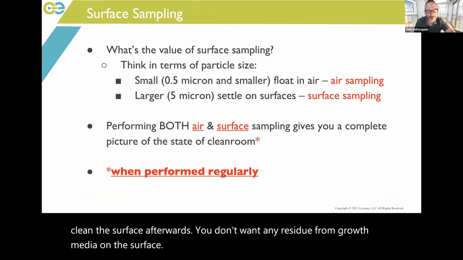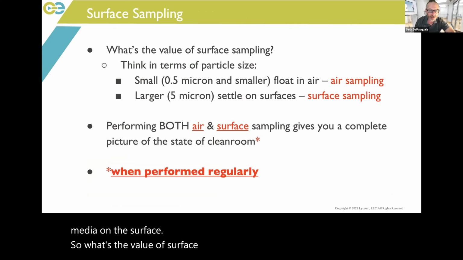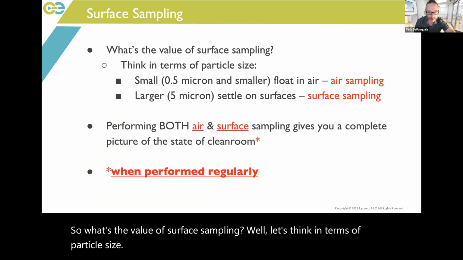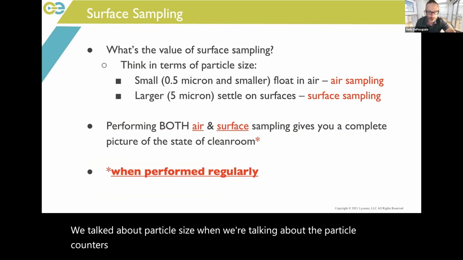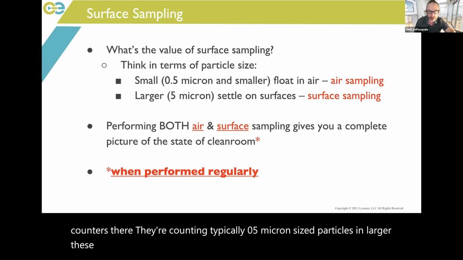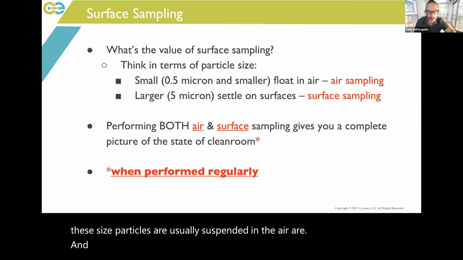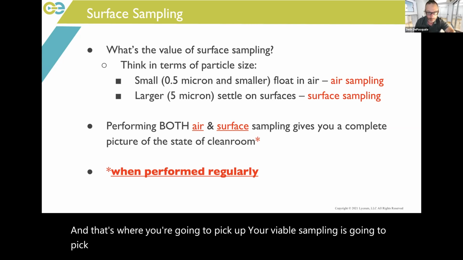So what's the value of surface sampling? Well, let's think in terms of particle size. We talked about particle size when we were talking about the particle counters. They're counting typically 0.5 micron size particles and larger. These size particles are usually suspended in the air, and that's where your viable sampling is going to pick up a lot of those size particles.